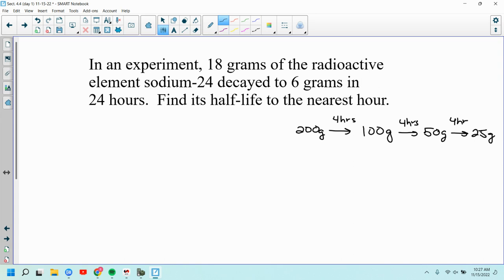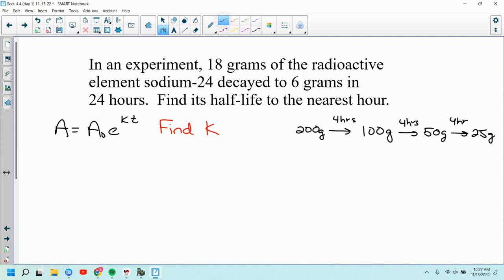In this case, we have 18 grams we start with, and we notice at the end of 24 hours, it's down to 6 grams. We want to determine its half-life. So we're going to start with A equals A sub 0 times e to the kt, and we're going to need to find k. You cannot solve that problem just the way it's set up until you find k. So take the pieces of information we have, plug them in, and figure out how to get k.